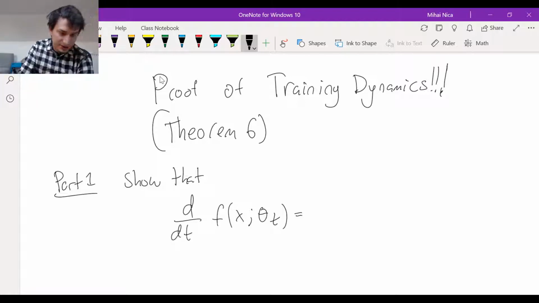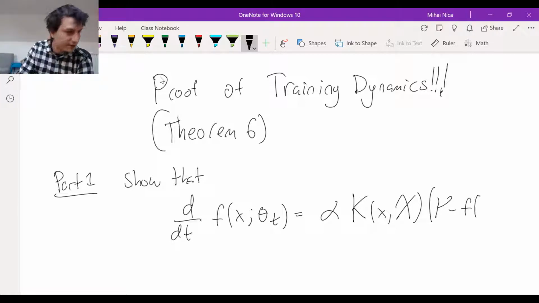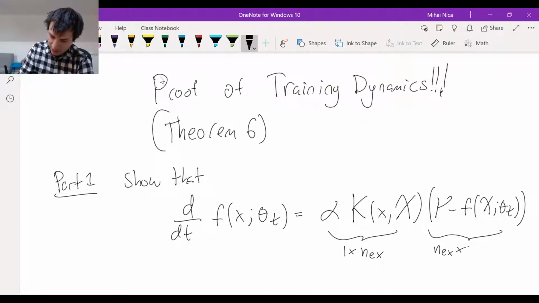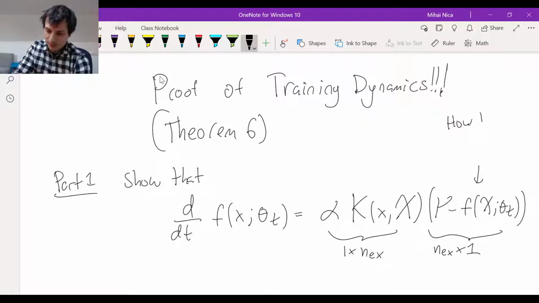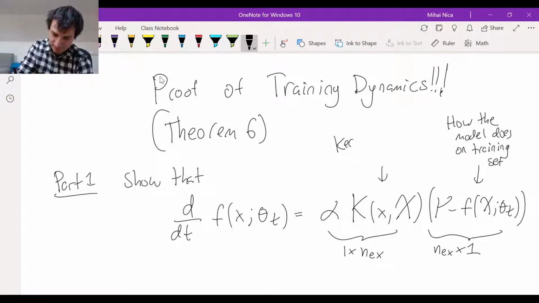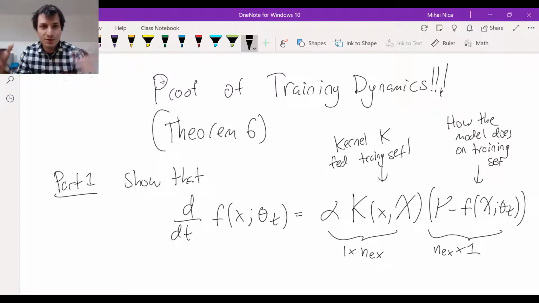It's alpha k of x, y minus f of x theta t. So this is a 1 by nx row vector. This is an nx by 1 column vector. And when you add up over all the examples over the nx dimension, you get a number. That's the derivative of f. So this is how the model does on the training set. And this is the kernel K. Kernel K fed the training set. And if you combine those, you get the evolution of f.